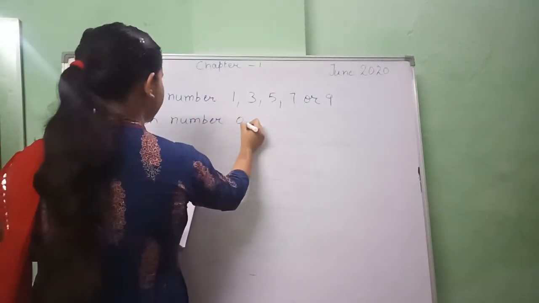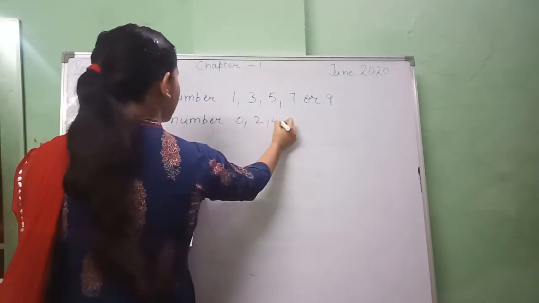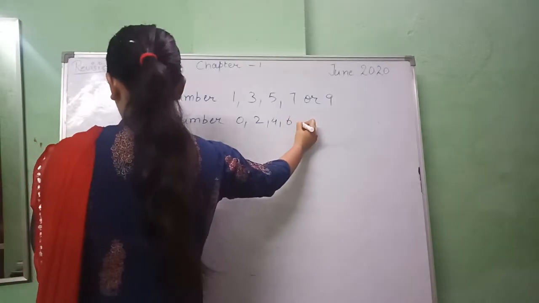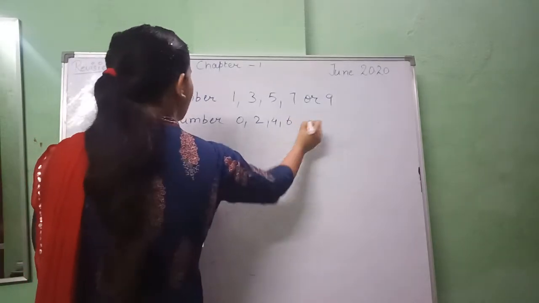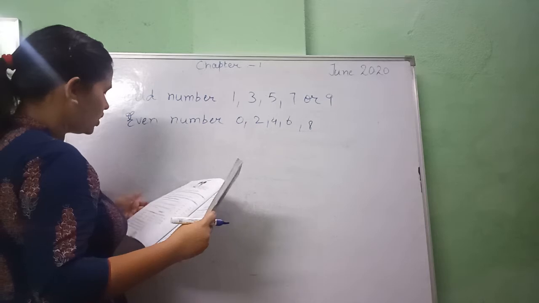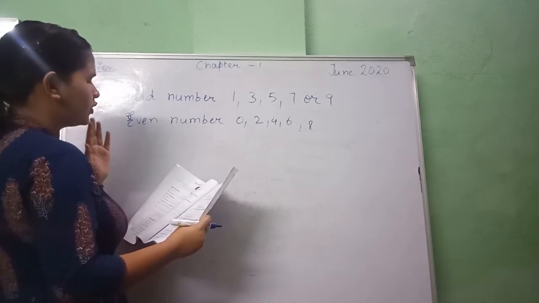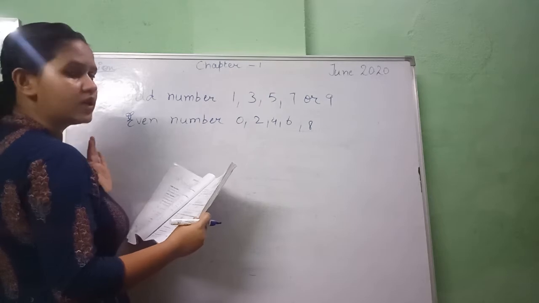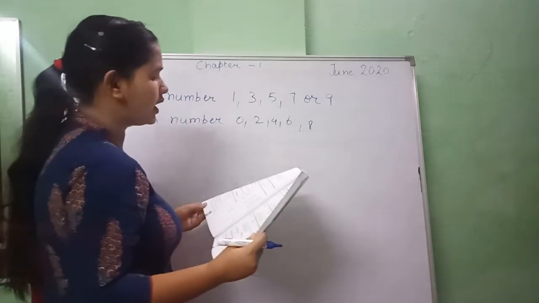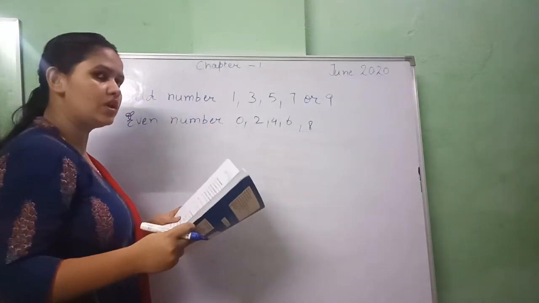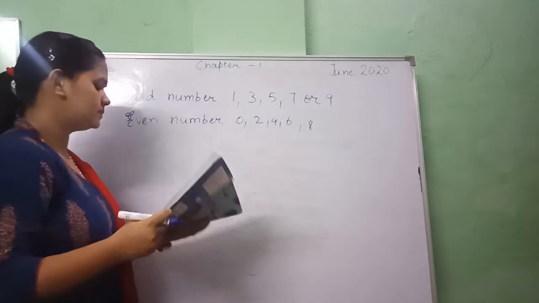Okay, you can take it like this: 2, 4, 6, and yes, 8. These all are even numbers. Or the whole thing, which is 10, 24, 36, 28, 32, 44, 56, 68, 70, 82, 94, 100. These all are even numbers. So in this way you learn the odd and even number.